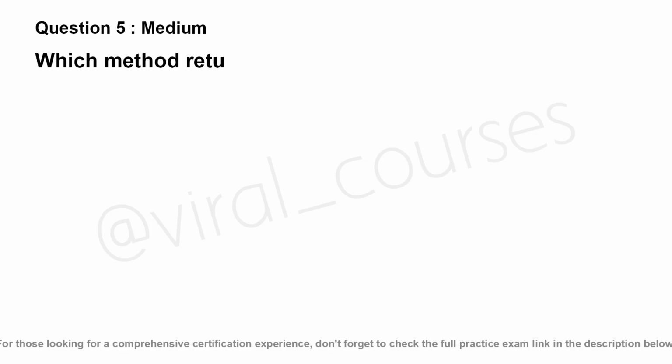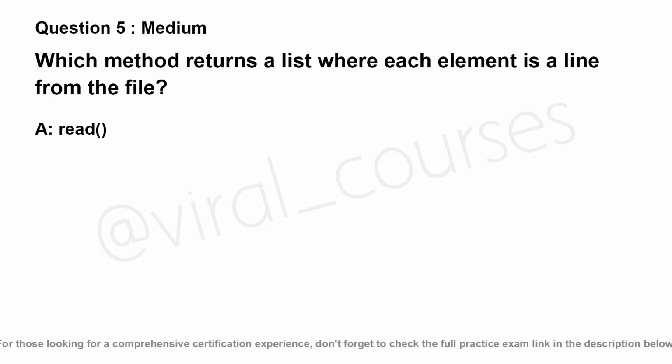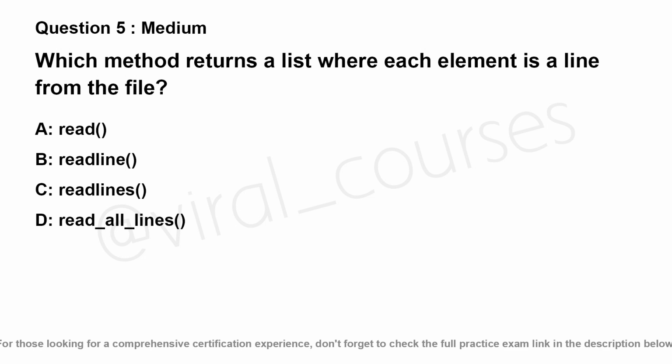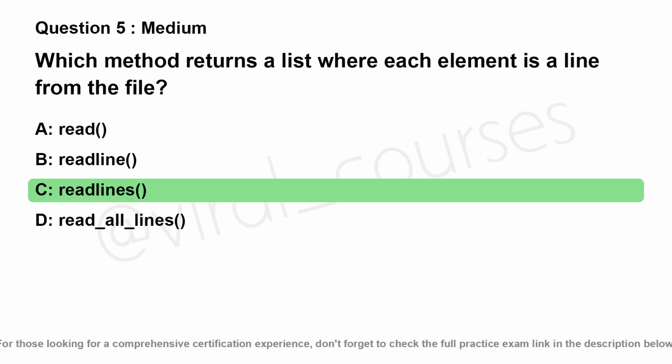Which method returns a list where each element is a line from the file? Option A, read. Option B, readline. Option C, readlines. Option D, read_all_lines. The correct answer is C.